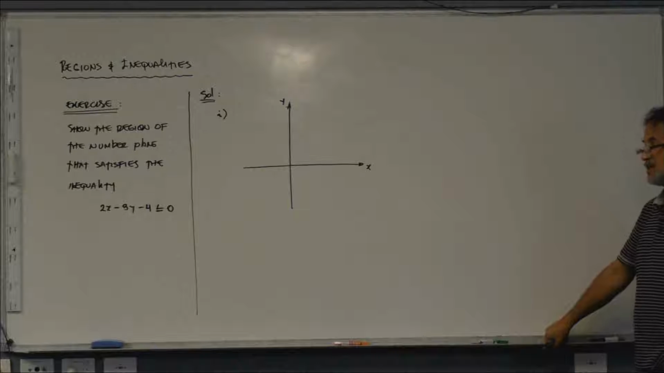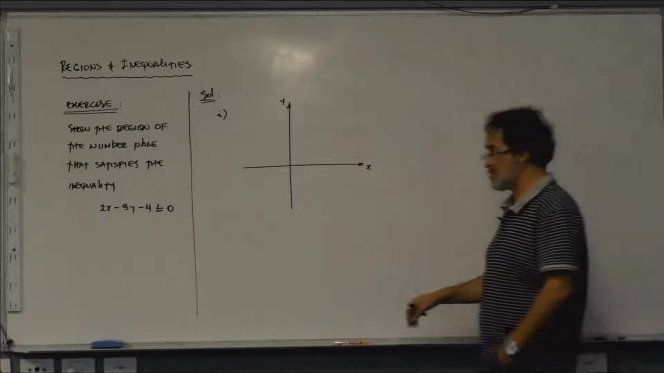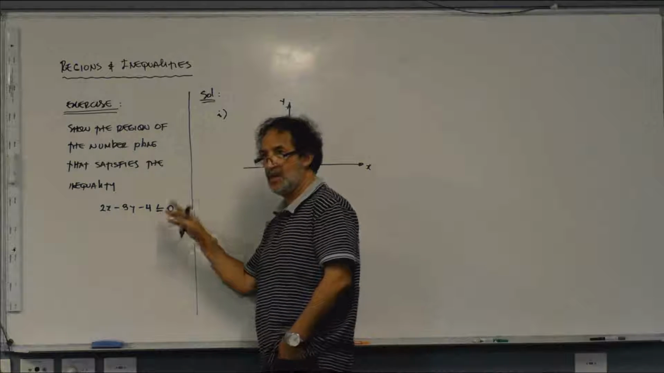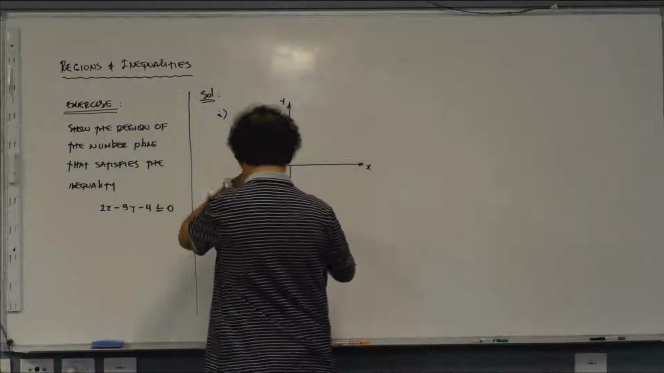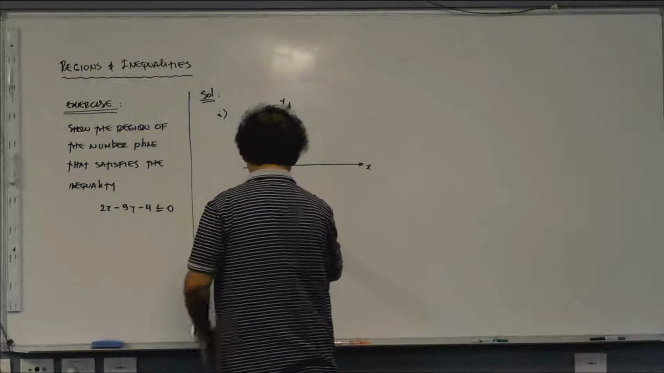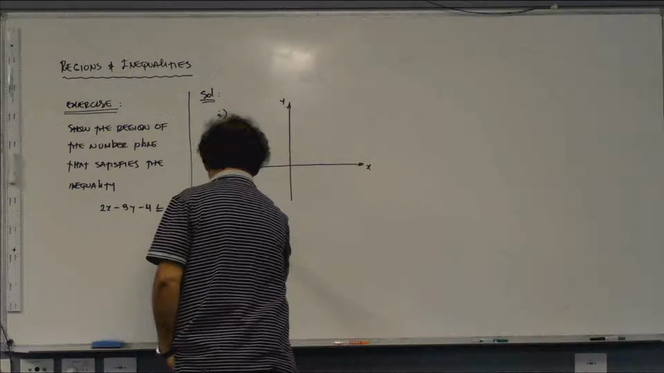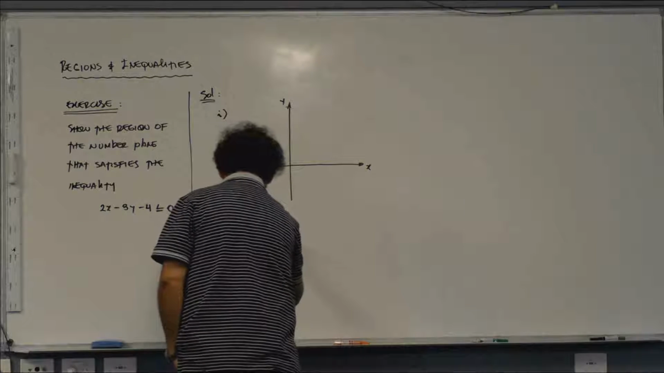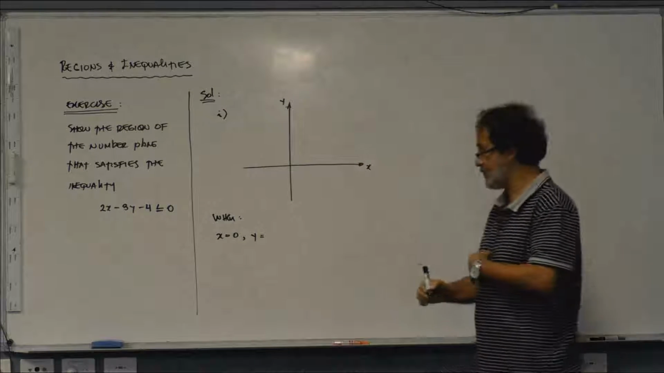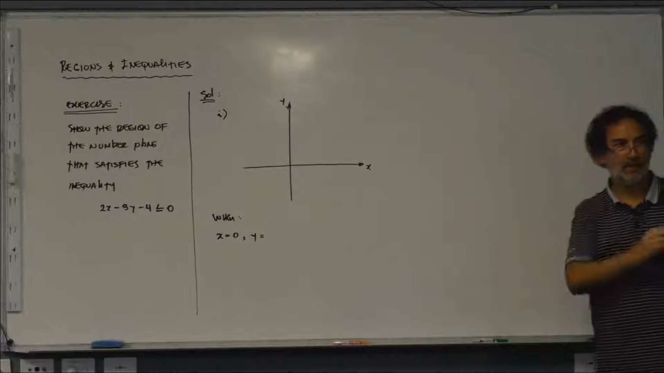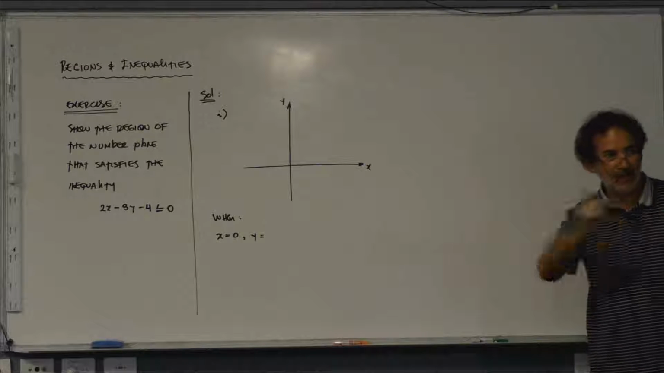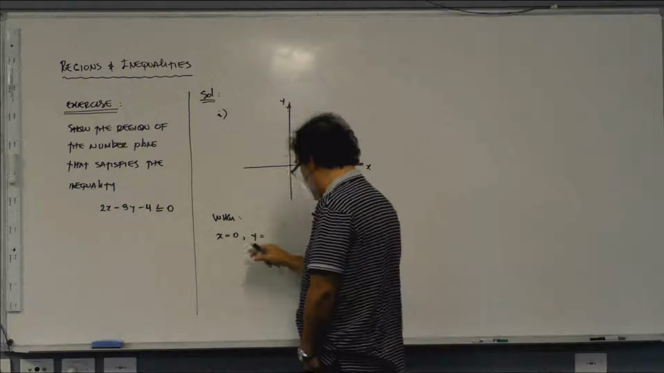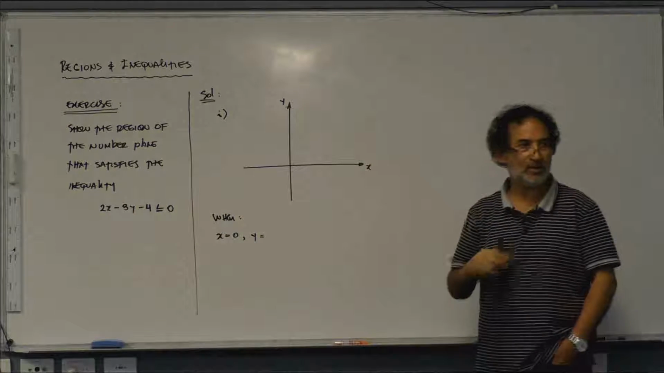So when x equals 0, we're going to have minus 3y minus 4 equal to 0. So we're going to say equal. Okay, so when x equals 0, y is going to be equal to what? First thing that you have to do is to sketch the line. Okay, so here you're supposed to be doing this one, equal to. So when x equals 0, y is going to be equal to what?